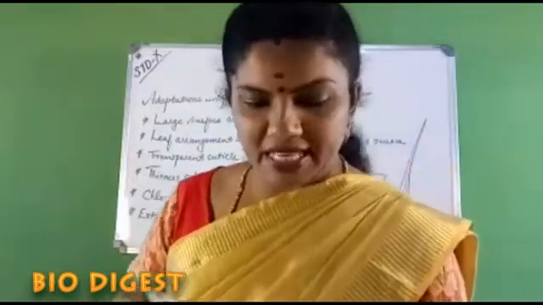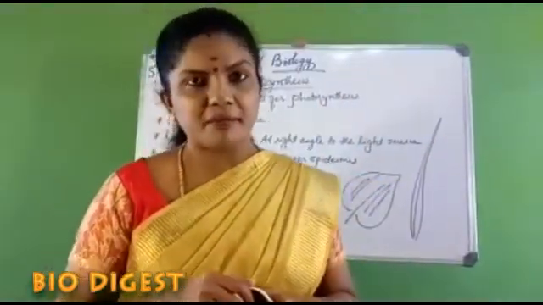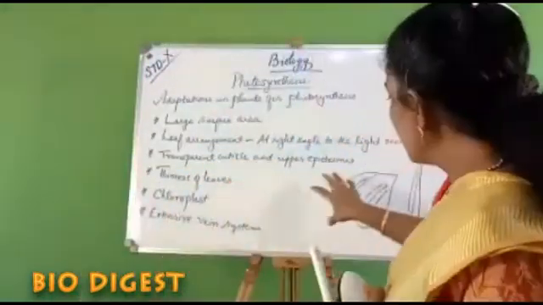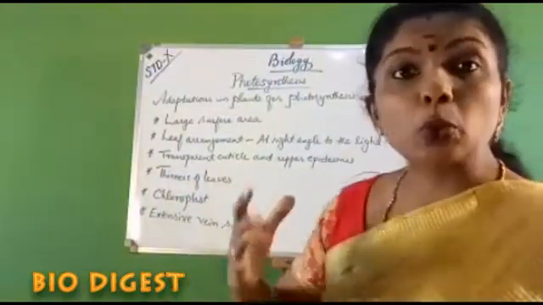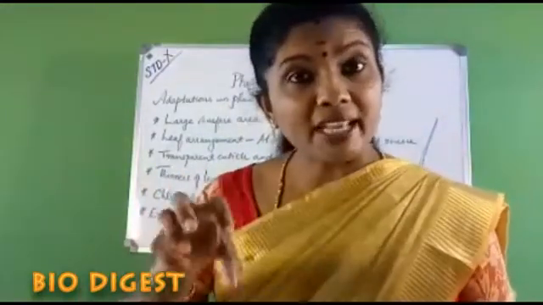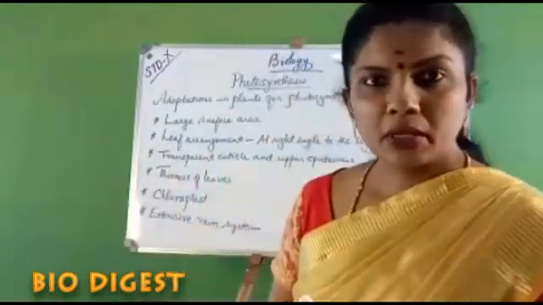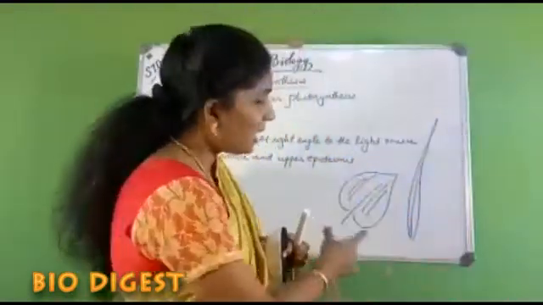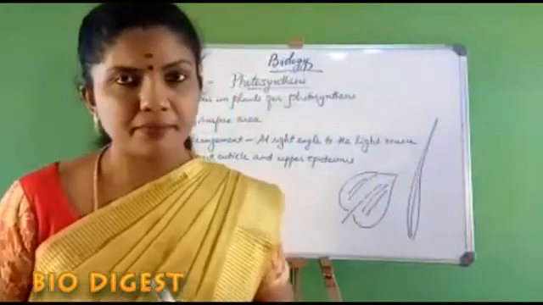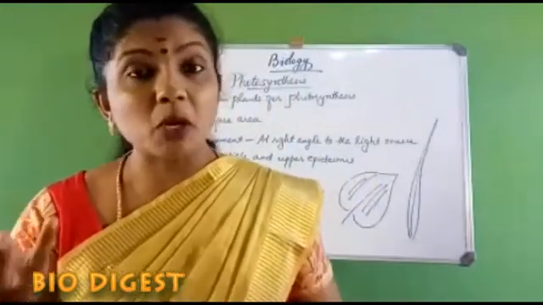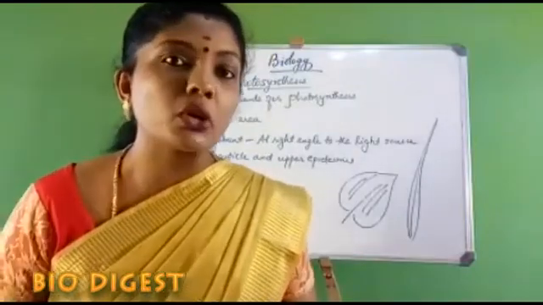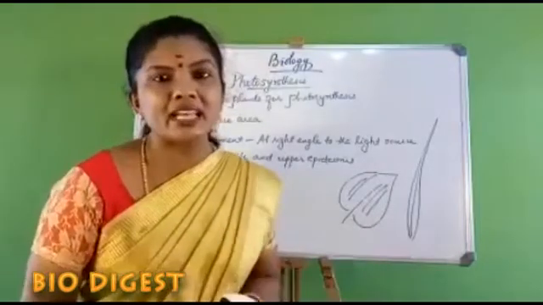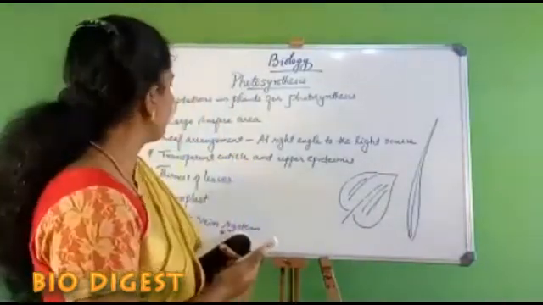So if more surface area is there for the leaves, what is the benefit? It can receive more sunlight. At the same time, this leaf will be having more amount of chloroplast, which contains chlorophyll pigment in it. So the larger the surface area of the leaves, the more sunlight they will be able to absorb due to the presence of more chlorophyll pigment. So this will be helping the plants to carry out more photosynthesis.